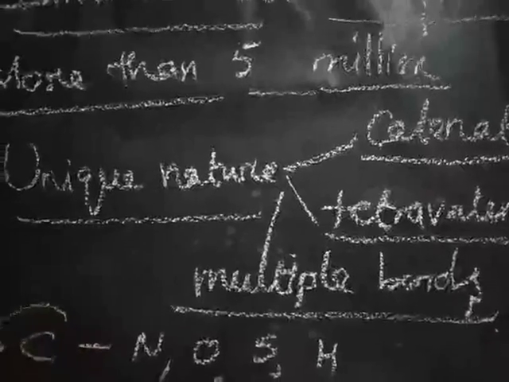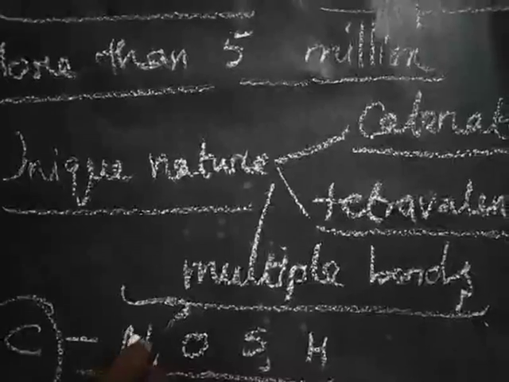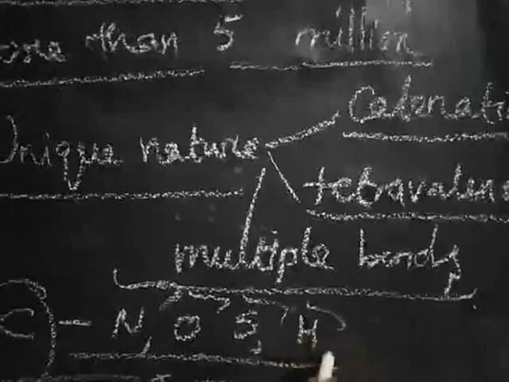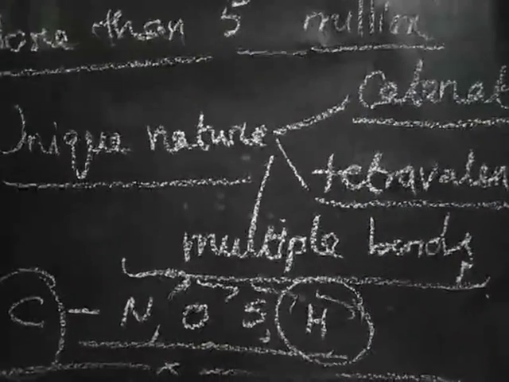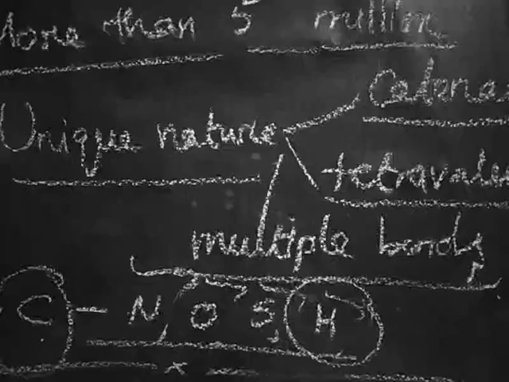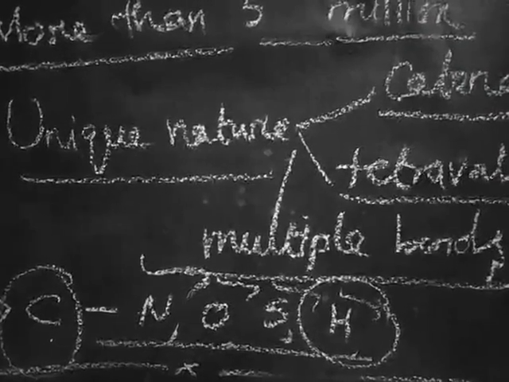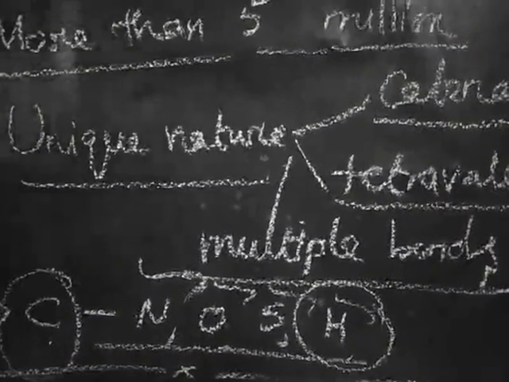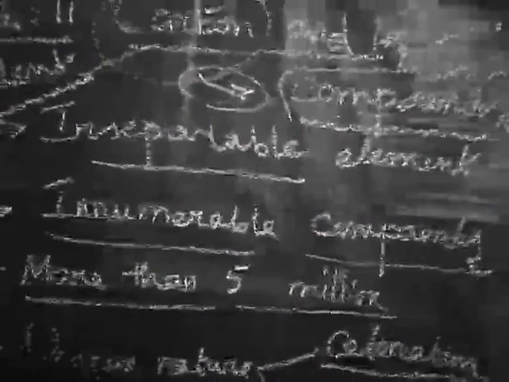Carbon combines with hydrogen, and also with other atoms, for example nitrogen, oxygen and sulfur. Usually carbon combined with hydrogen gives different types of organic compounds. Other than hydrogen, carbon combined with different types of atoms, for example nitrogen, oxygen and sulfur, forms different types of compounds. These compounds are called organic compounds. All these compounds are made up of covalent bonds.